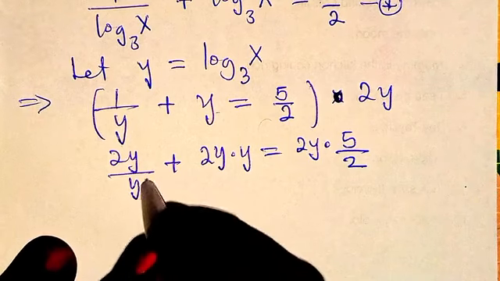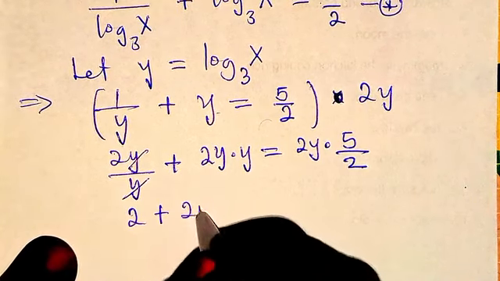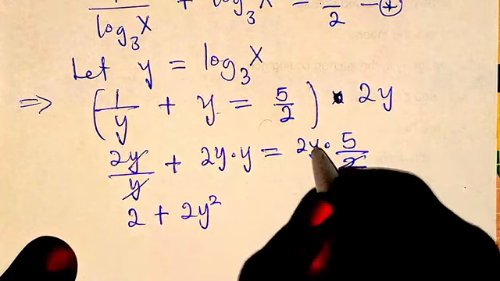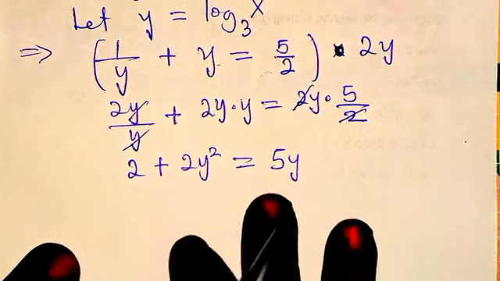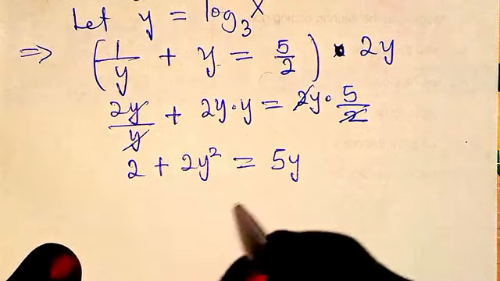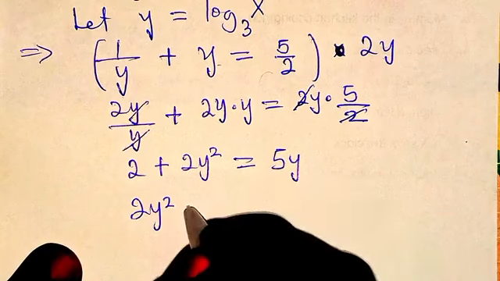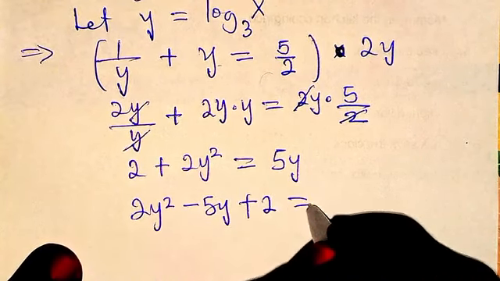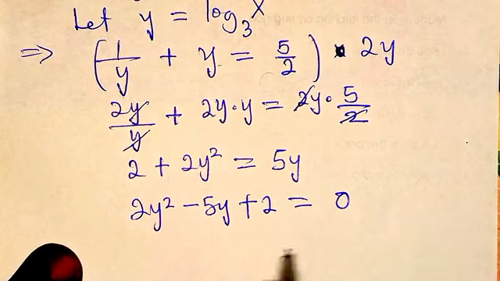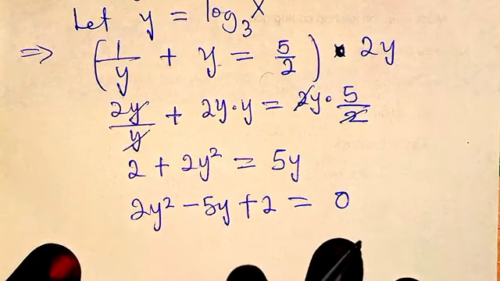So now from there you see that we cancel this y, we have 2 plus 2y squared; this 2 we cancel with this 2 here, we have 5y, right? So from there we can rewrite this equation: 2y squared, we send 5y to this side, plus 2 is here already, equals 0. So now we are going to solve this equation completely.